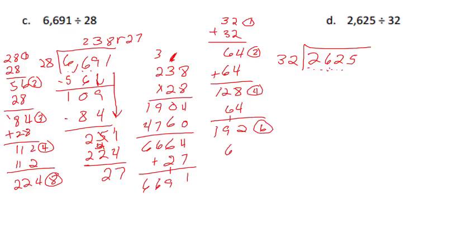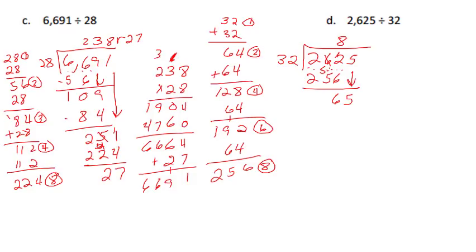Now if I did 64 one more time, that'd be 256, and that would be the 8th multiple. So I can see it would be the 8th multiple, 256, and it would be a remainder of 6. So we're going to bring down our 5.